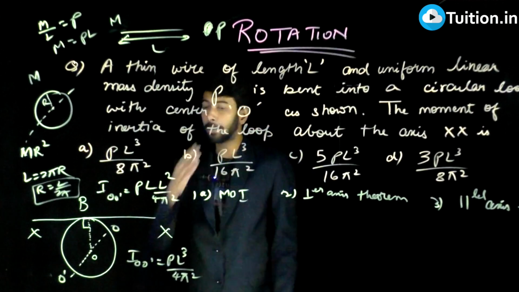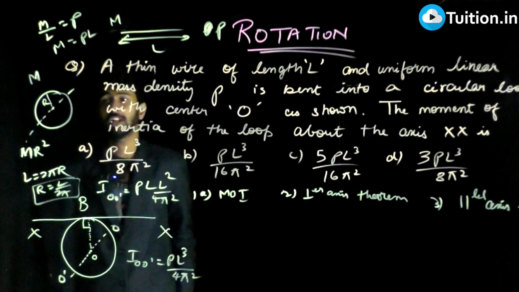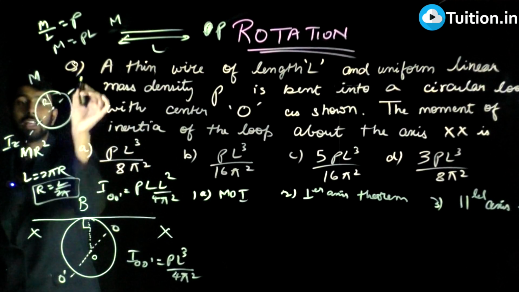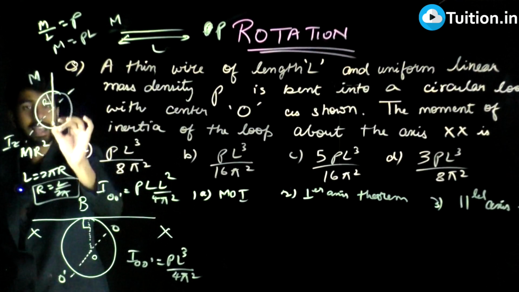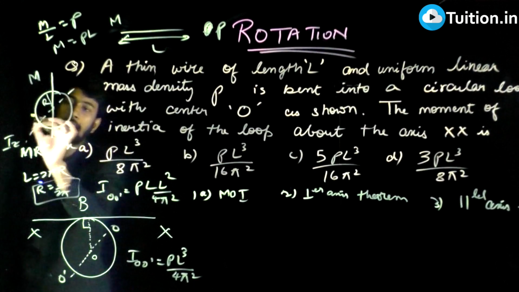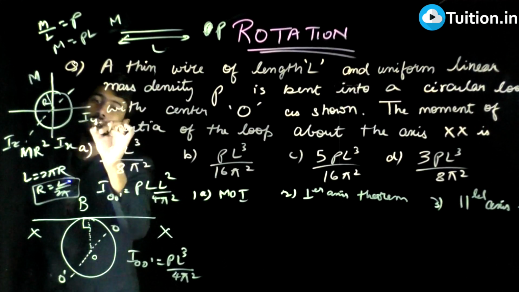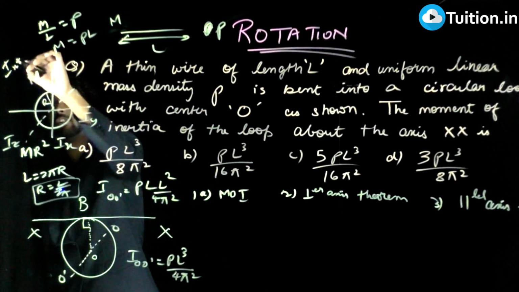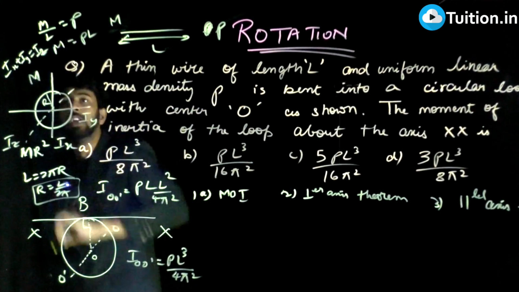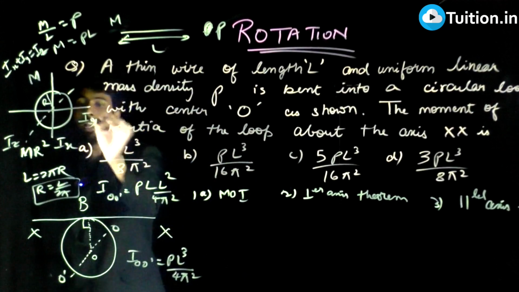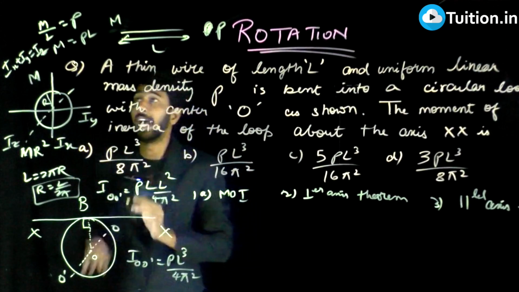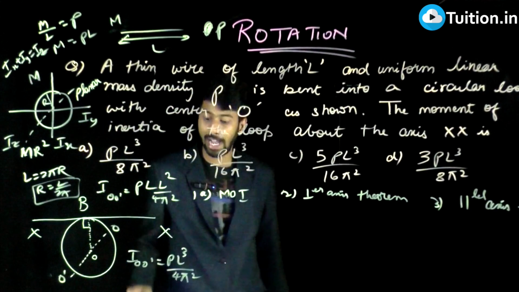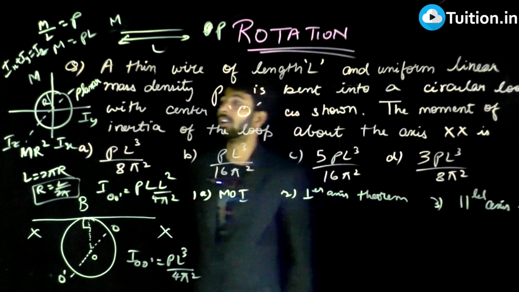Now we'll use the perpendicular axis theorem. What is the perpendicular axis theorem? If I have an axis like this, let this be your Iz, and two axes Ix and Iy which are in the plane of the body, then Ix plus Iy will be Iz. Iz is perpendicular to the body, but Ix and Iy are in the plane of the body. And remember, the body has to be planar. If the entire body is not in one plane, I can't use the perpendicular axis theorem.